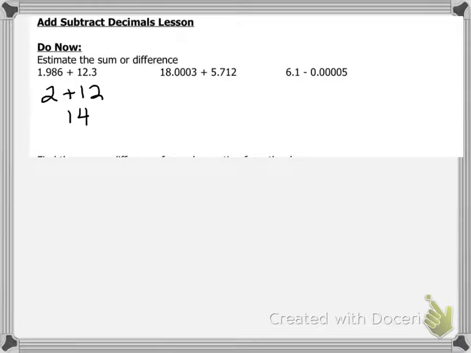18 and 3/10 thousandths is going to round to 18. And 5 and 712 thousandths will round to 6. So we're going to add those together and get 24.